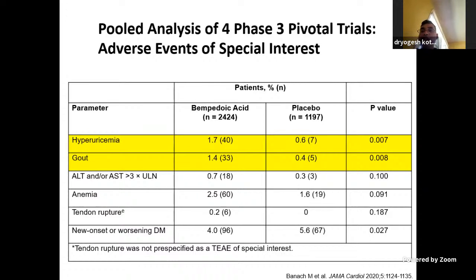Hyperuricemia is slightly higher, which leads to increased incidence of gout, which needs to be monitored. Liver enzymes are similar. Anemia, not much different. Tendon rupture, because elderly, we have to watch for any tendon related issues. If they have any tendon issues, then we need to be cautious or avoid bempedoic acid. New onset of worsening diabetes is not significantly different, unlike statins.